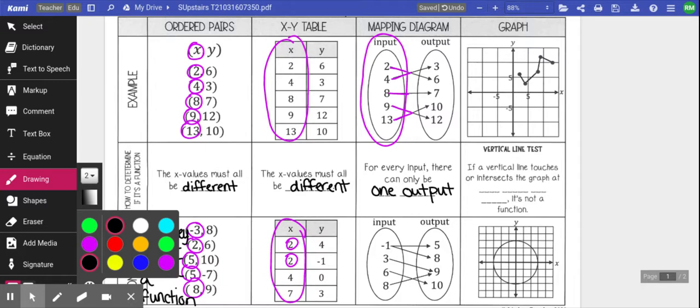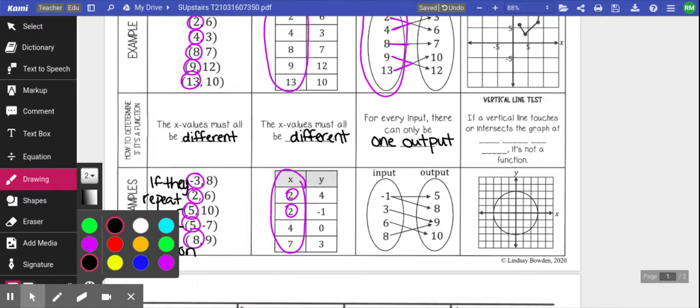Now let's look at the one that's not a function. If we look down here, and we're looking at the inputs again. If you just look at it, yeah, okay, these are all different, but that's not what we're looking at. We've got to look at what our outputs are. So for -1, what's my output? If I plug in -1, what do I get? 5 and 8, right? So when I plug in -1, I get 5 or 8.